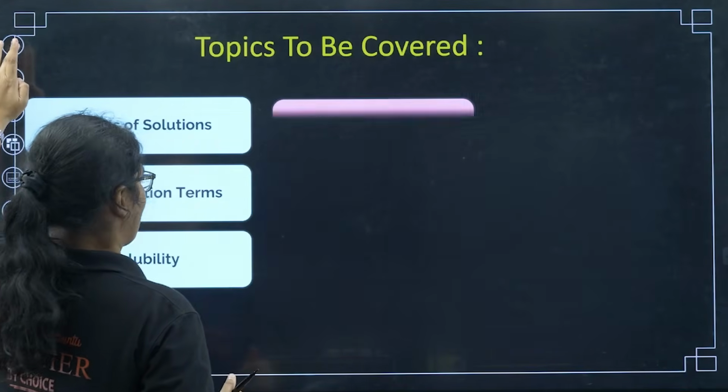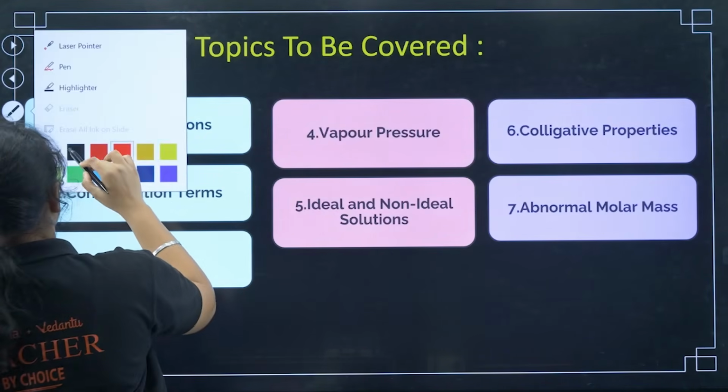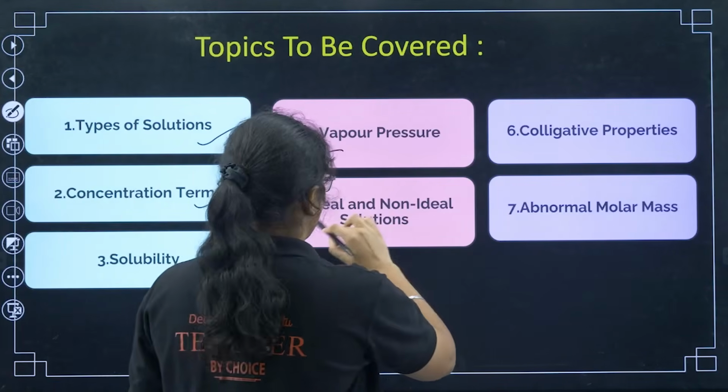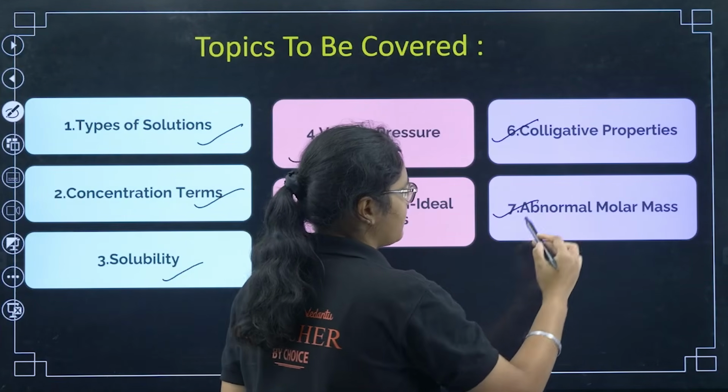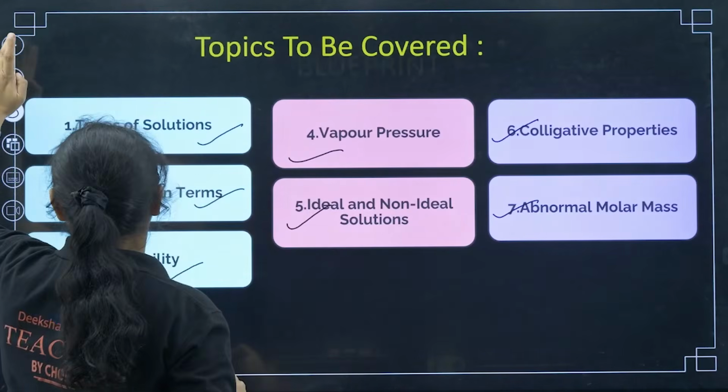So if you see, we have 7 topics. First is the types of solutions, then I have concentration terms, solubility, vapor pressure, ideal and non-ideal solutions, colligative properties, and abnormal molar mass. Now coming to types of solutions.